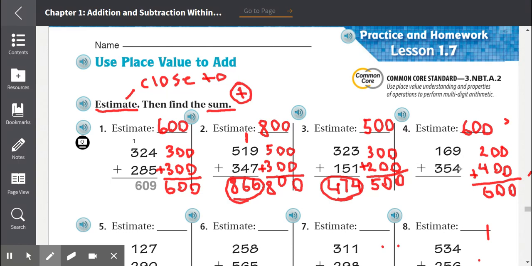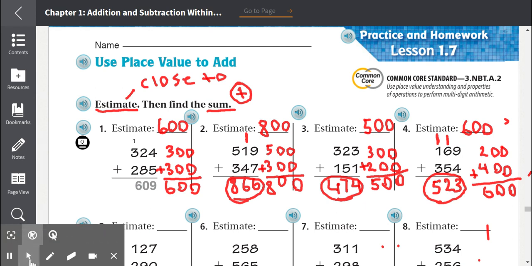So 9 plus 4 is 13. We added the ones, so now we carry the 1 up top. Now we add the tens. 1 plus 6 is 7. 7 plus 5 is 12. So we carry the 1 over to the hundreds place. Now we add all of the hundreds. 1 plus 1 is 2. 2 plus 3 is 5. So our actual answer is 523, and our estimate was 600.